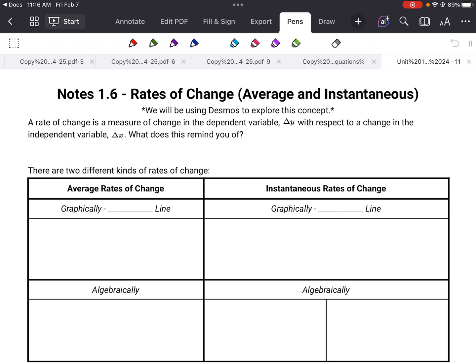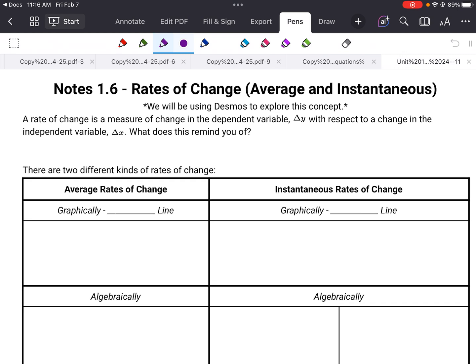A rate of change is a measure of change in the dependent variable with respect to a change in the independent variable. What does this remind you of? Well, it reminds us of grade 9, 10, 11, the slope formula. If you don't remember the slope formula, in order to find slope in a linear line, it was y2 minus y1 over x2 minus x1. These are the differences in y's divided by the differences of the x's. It's exactly what we're talking about.